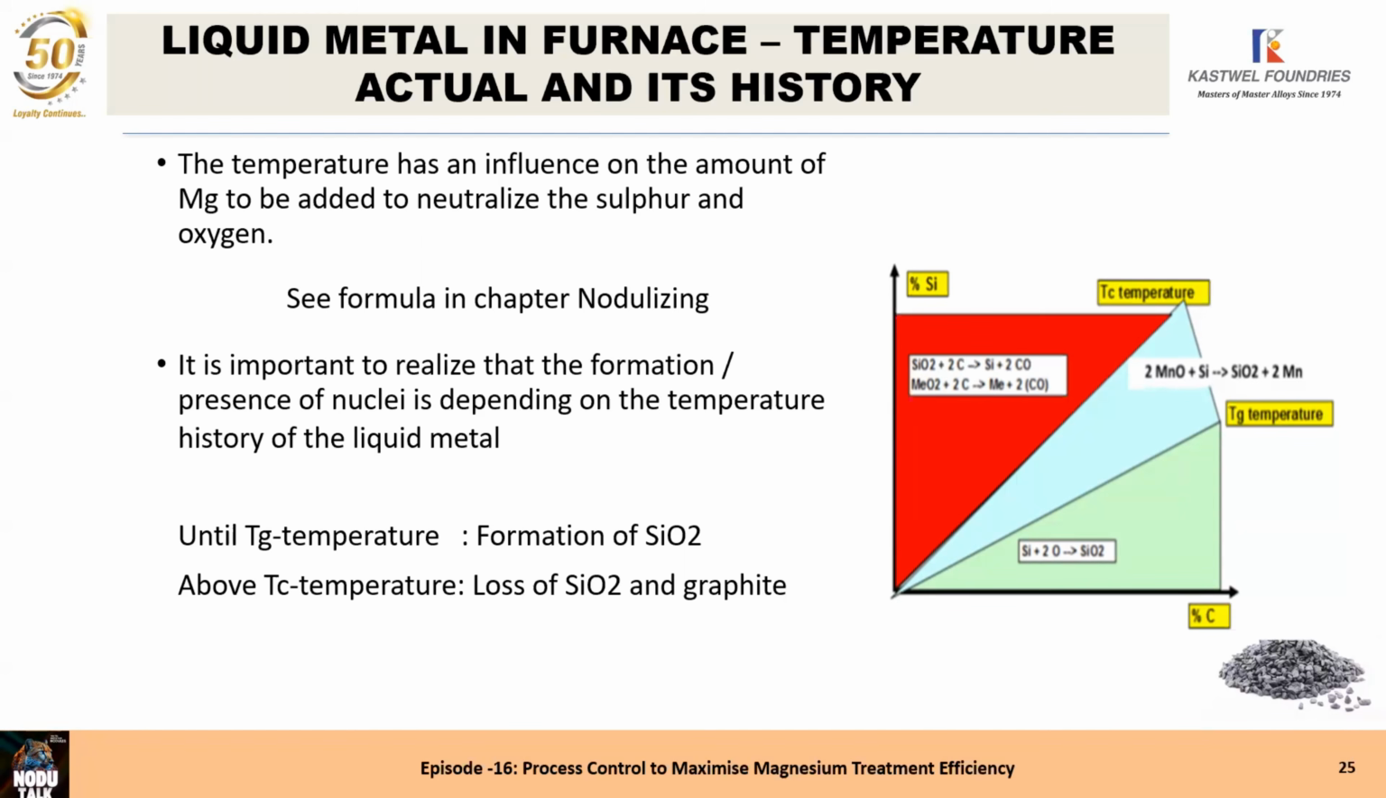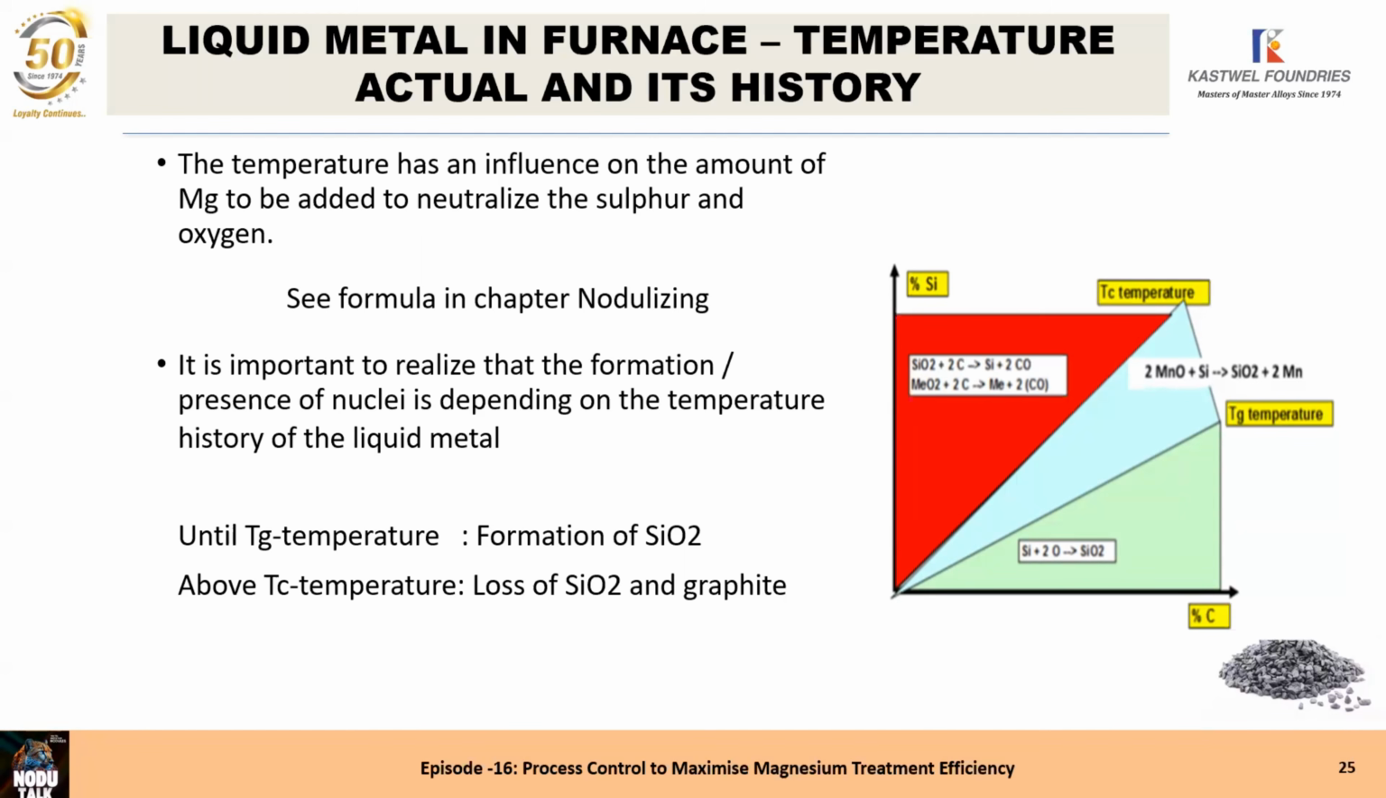It's important to realize that the presence of nuclei depends on the temperature history of the liquid metal. On the right side, you can see it. If the temperature is below the Tg temperature, SiO2 is formed. SiO2 are the nuclei you cannot miss. They must be in the metal. So if you go above the Tc temperature, the loss of SiO2 is very important, and you will also lose carbon.